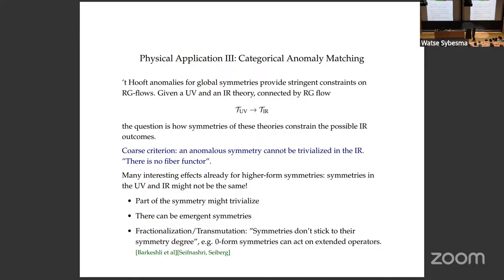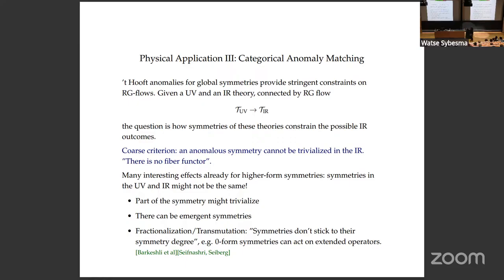Now, usually, for group-like symmetries, we can really quantify what this anomaly is. There's some cohomology class or something. But when it gets to categorical symmetry, it's more coarse. So it's more like, is the symmetry anomalous or not? It's a yes-no question. And in mathematical terms, this means is there what's called a fiber functor. It just means, can you trivialize the symmetry? Is it non-anomalous? Can you make it trivial in the IR?